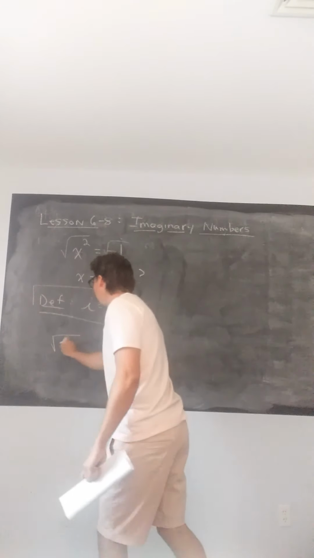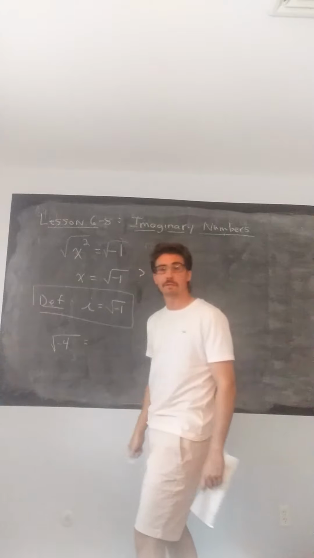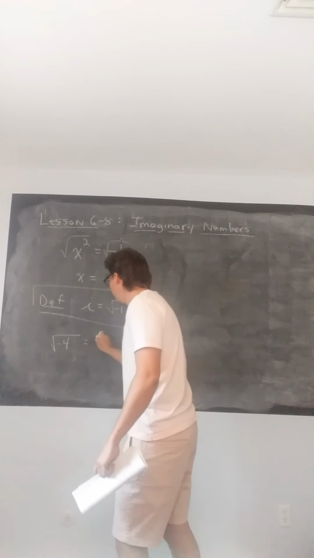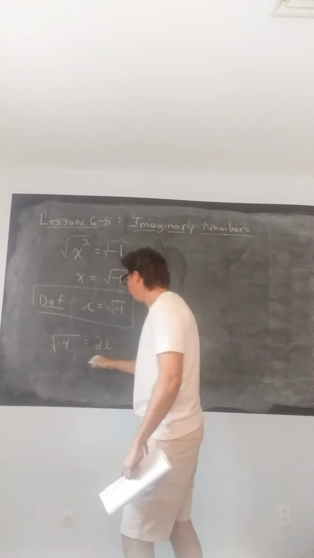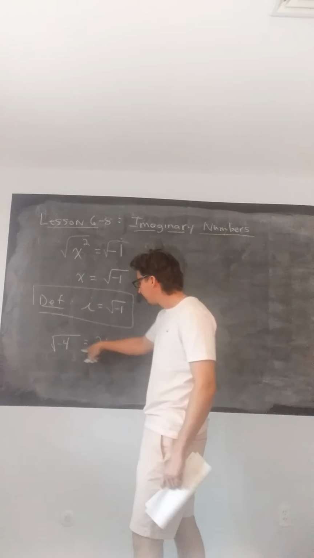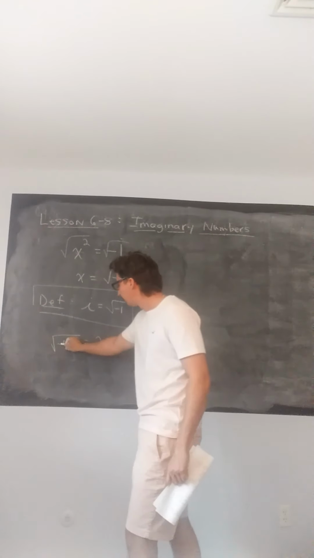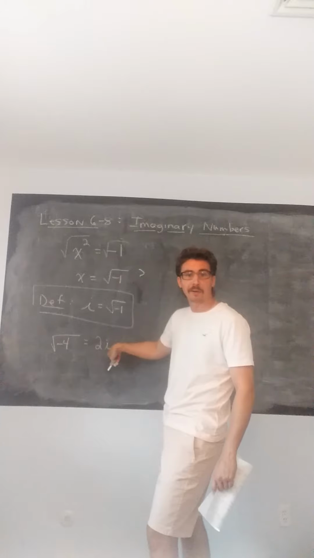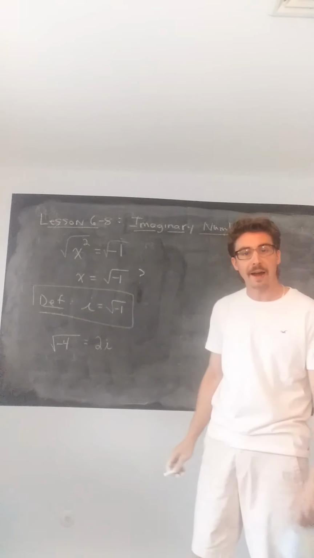So for example, if I have the square root of -4, this is going to be 2i, because the square root of 4 is 2, but because it's negative, we have to put the i with it. So the answer would be 2i.